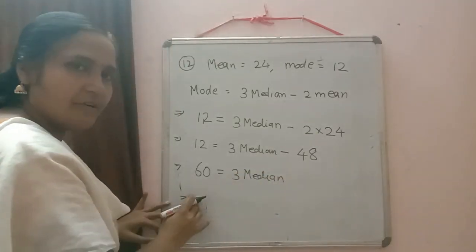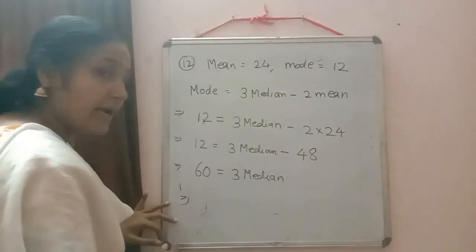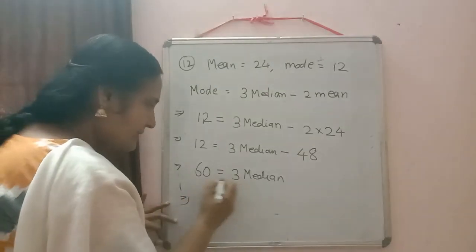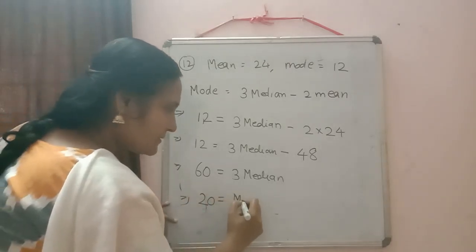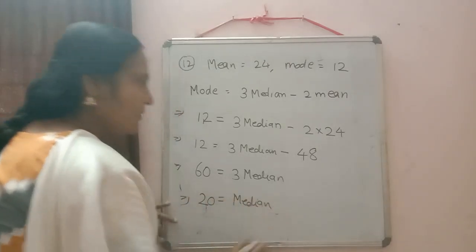So 3 we can shift to the left hand side. Then it will get divided by 60. So we'll get 60 divided by 3. So it will be equal to 20. Yes, so median is equal to 20.